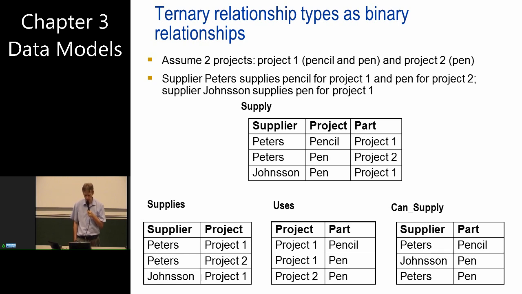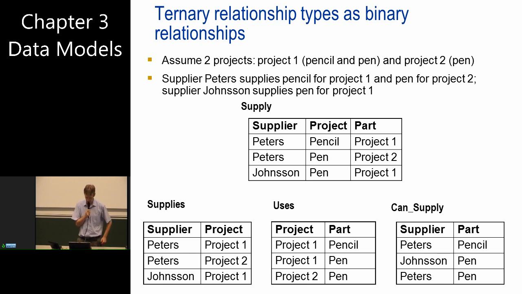Now, if you decompose this ternary relationship type into a set of binary relationship types, supplies, uses, and can supply, what are you going to see? Well, first of all, you see that Peters is going to supply to project 1, just as Johnson. So both Peters and Johnson supply to project 1. That's what the supplies relationship tells us. The uses relationship tells us that project 1 is going to need a pencil and a pen, right? Let's focus on the pen for a moment. So project 1 needs a pen.